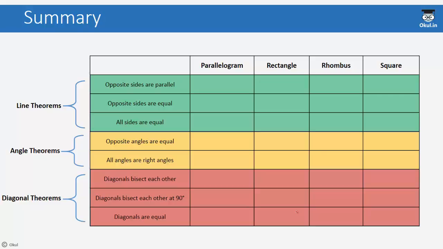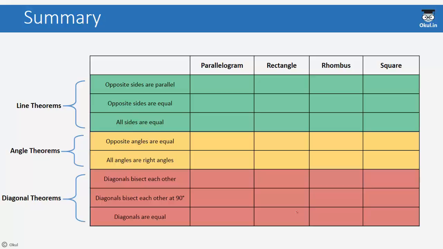Now let's summarize what we have already learned. So basically we have proved theorems related to parallelogram, rectangle, rhombus and square. These theorems can be broadly classified as line theorems, angle theorems and diagonal theorems.